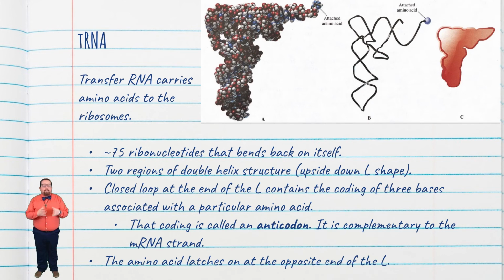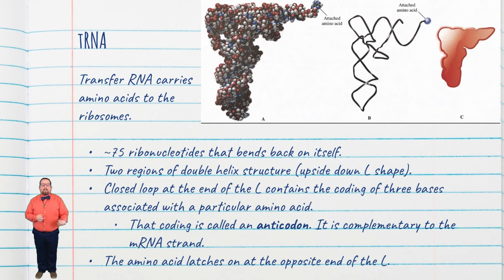Alright, so we have the messenger RNA that carries a version of the DNA sequence to the ribosomes, but we've got to get the amino acids to the ribosomes as well. That's where transfer RNA, or tRNA, comes in handy. A transfer RNA molecule consists of about 75 ribonucleotides in a strand that bends back on itself and creates 2 regions of double helix shape with a big twist in the middle. This creates what looks like an upside-down L-shaped molecule.